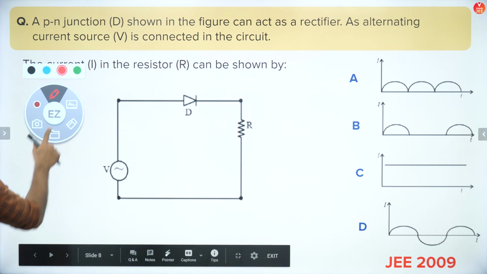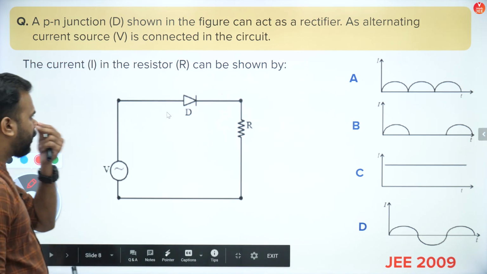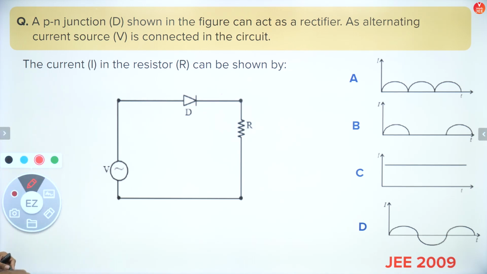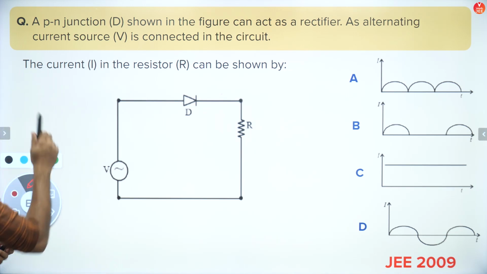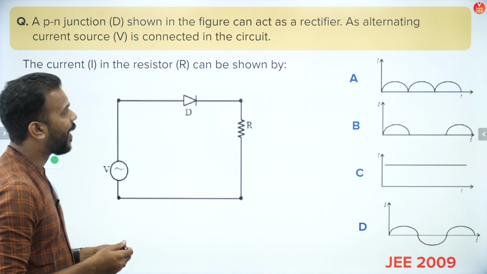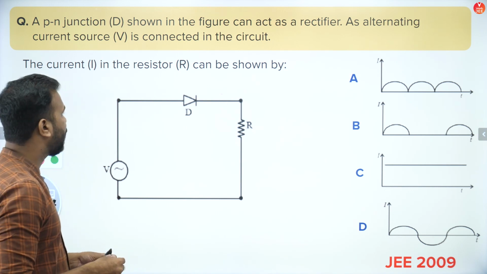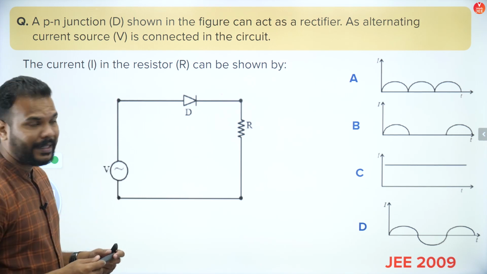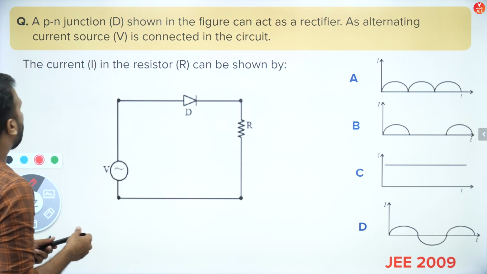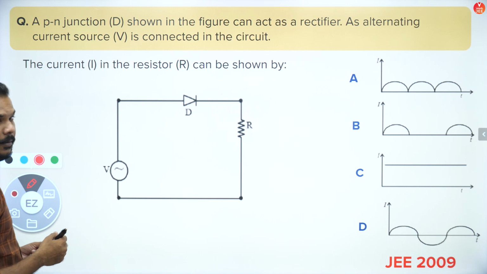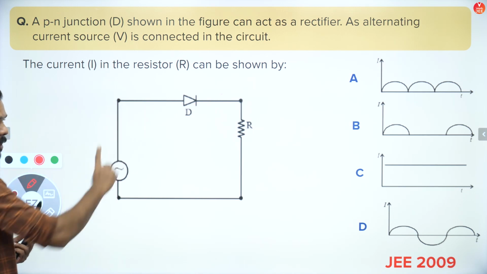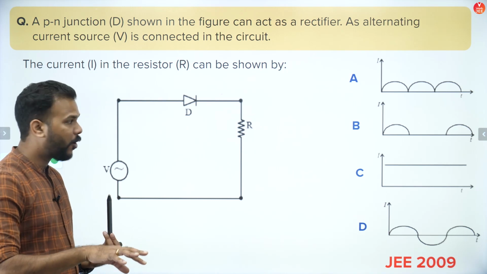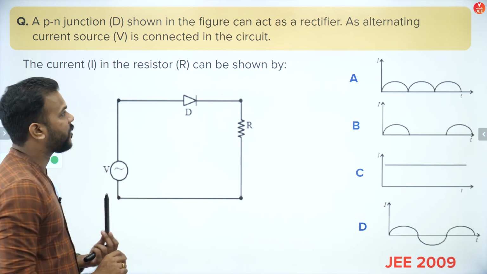Now let's have a look at another question from diode, an even more simplified question. This is basically the diode as a rectifier. The question says that the PN junction diode shown in the figure can act as a rectifier, and this is basically a single wave rectifier. As you can see, there is only a single diode connected. As an alternating current source is connected, the polarity will keep on changing and the direction of current will change. That means there will be a time when the diode will be forward biased and reverse biased as well.